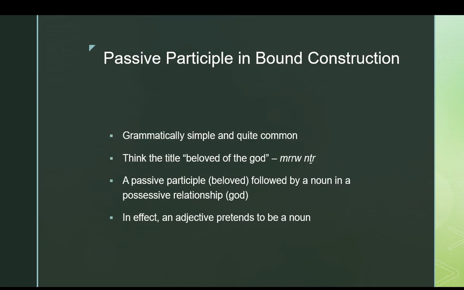You can also have a pretty common use of the passive. The passive in a bound construction. So like the title "Beloved of the God" comes up a decent amount in tombs. God usually meaning king here. Meru necher. Meru comes from the verb mer, or mera really, meaning to love. Make it a participle with that W ending, and now it's the noun, meaning beloved. But nouns can take bound constructions. Beloved of the God.